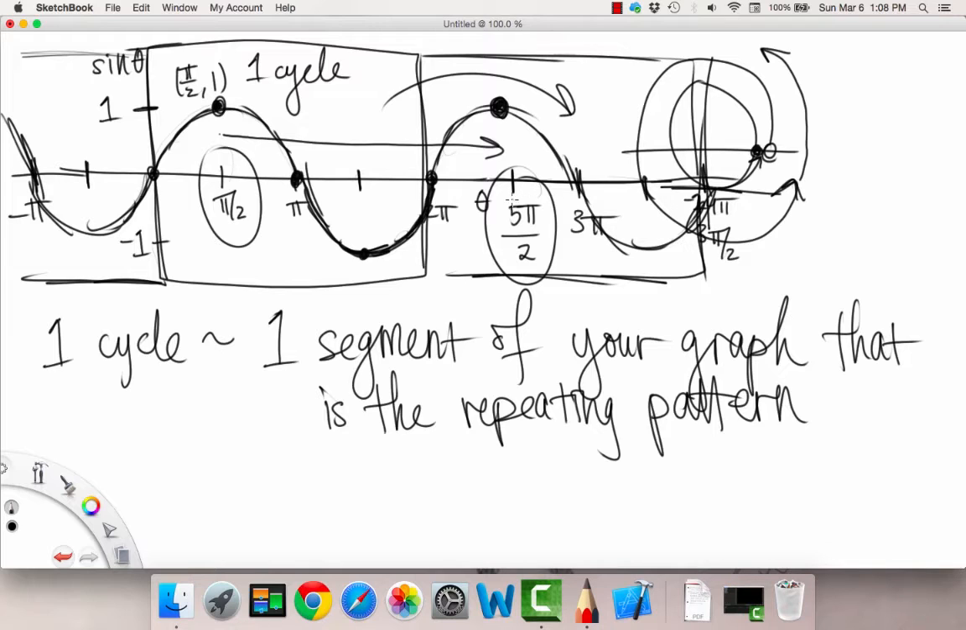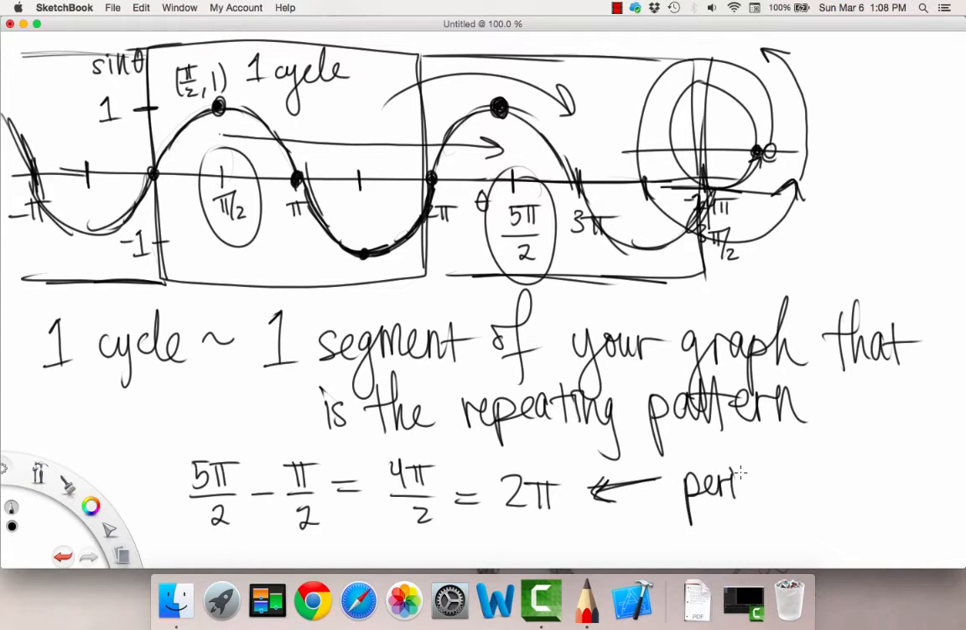So what does this tell you? The difference between the input values that give you the same output value, or the same place on your repeating pattern, in our case is 5 pi over 2 minus pi over 2, which gives us 4 pi over 2, which can be reduced to 2 pi. This is the constant horizontal shift that we were talking about in the very beginning, and this is called our period.